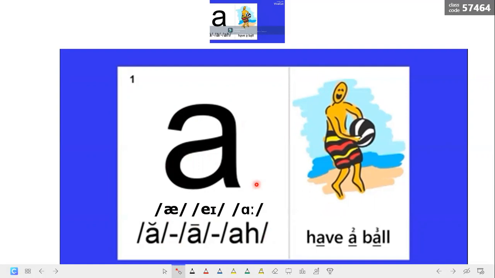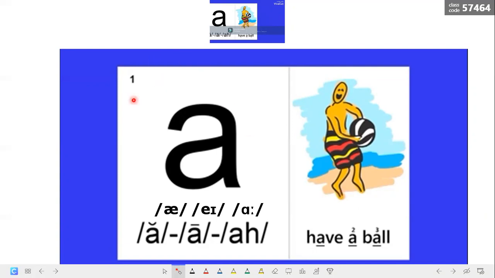And on the other side, we have a picture and a key sentence. We have an example to show the pronunciation. So we need to focus on how the sound is pronounced and also teach students how to produce this sound by repeating the key sentence and looking carefully at the picture here.